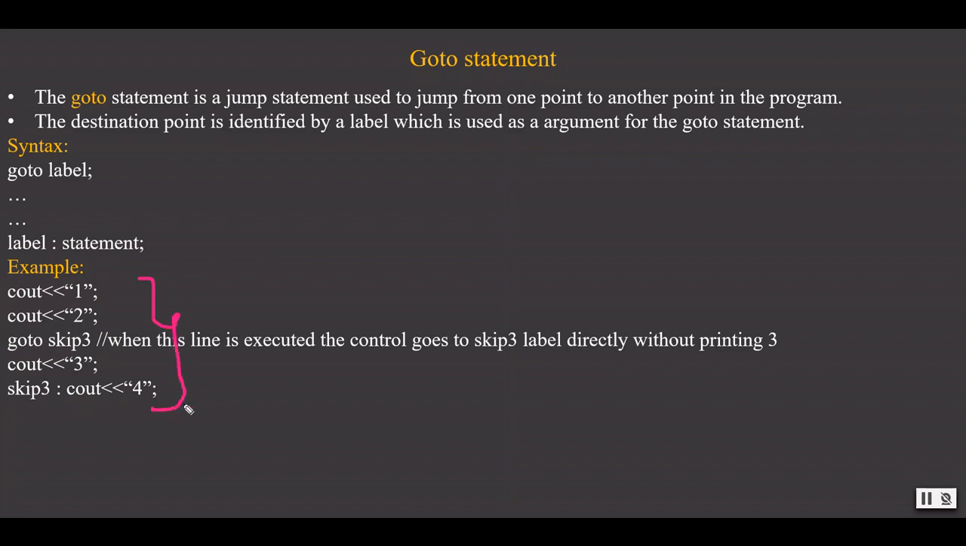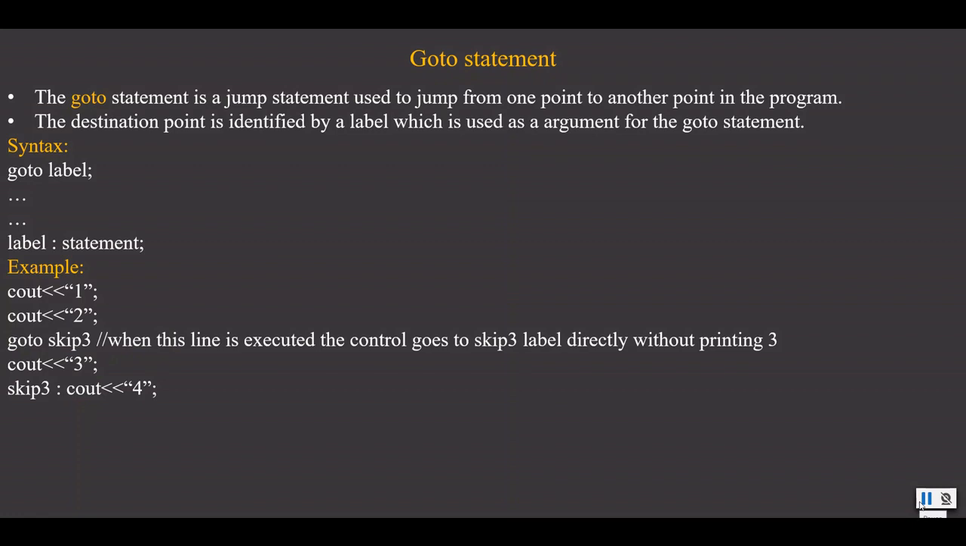So when we run the program with these set of instructions, the expected output would be 1, 2 and 4, because the line cout 3 gets skipped. Once the goto statement is encountered, it goes to the line where the label mentioned in the goto statement is. So skip 3 is the label, it goes to this line and the following statement gets executed.